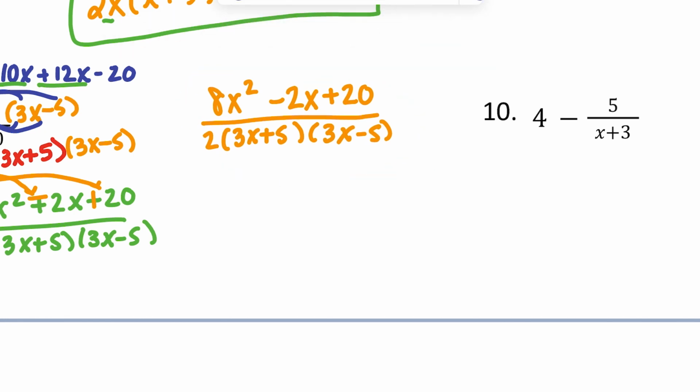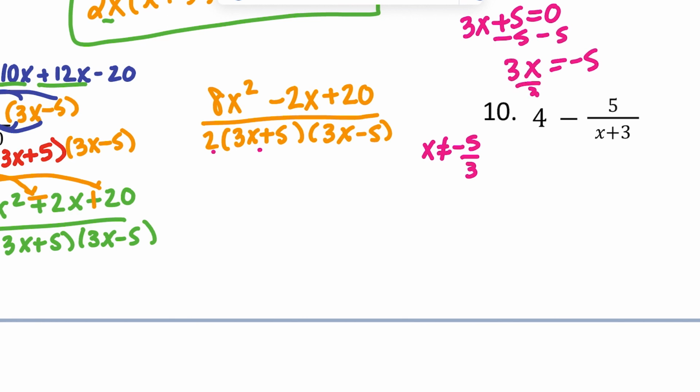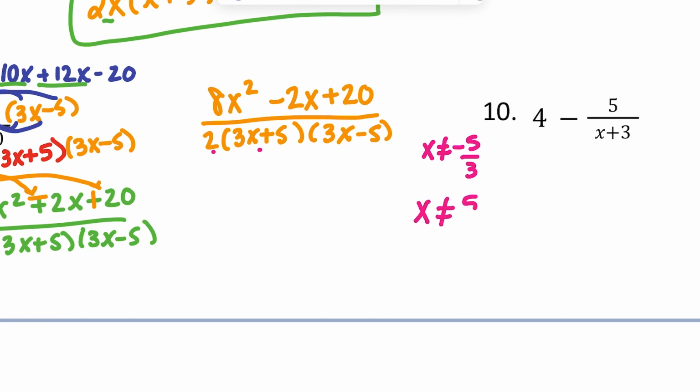Now we're going to want to list the excluded values. So the 2 that's out front, it does not have an x, therefore there's no excluded value there. 3x plus 5, that one is an excluded value of negative 5/3. If you forget how to do that, remember, just set 3x plus 5 equal to 0. You're going to then solve, and that's how I got negative 5/3. Doing the same thing for 3x minus 5, we get x cannot equal positive 5/3.